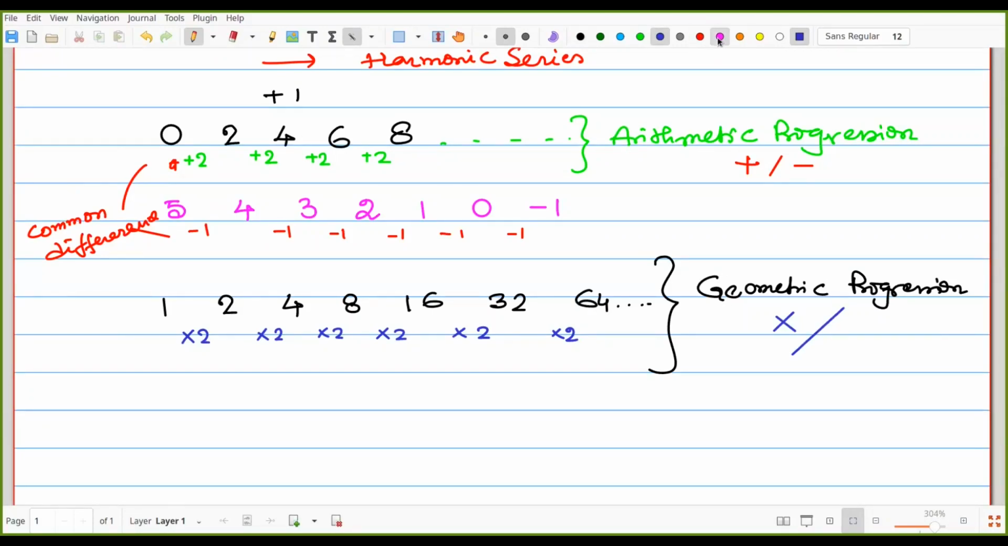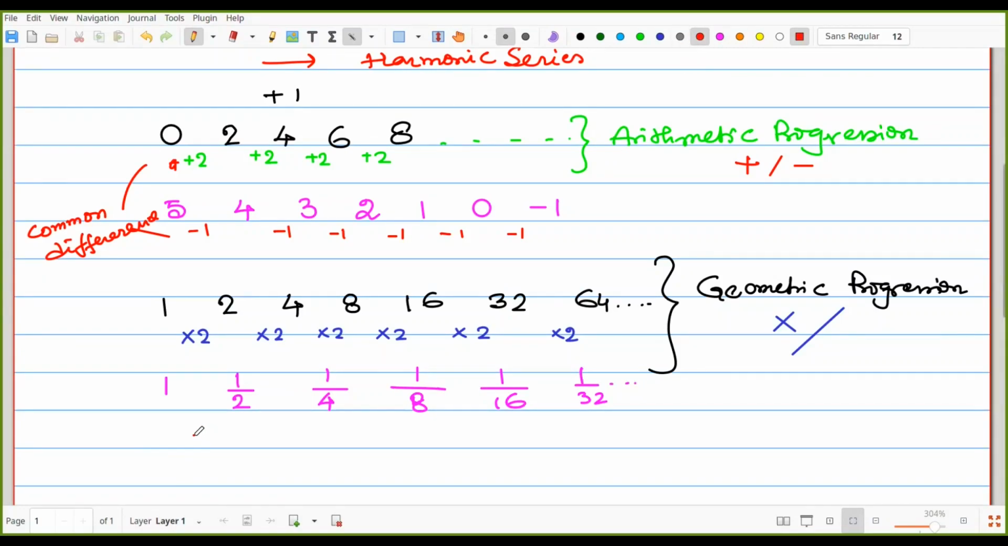Another series, suppose we start from 1. Here we are dividing by 2, so the next one is half. Dividing by 2 again, it becomes 1 by 4. Another dividing by 2, or multiplication by half, so it becomes 1 by 8, 1 by 16, 1 by 32, like that.